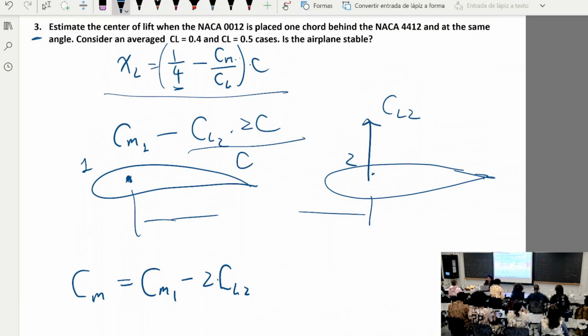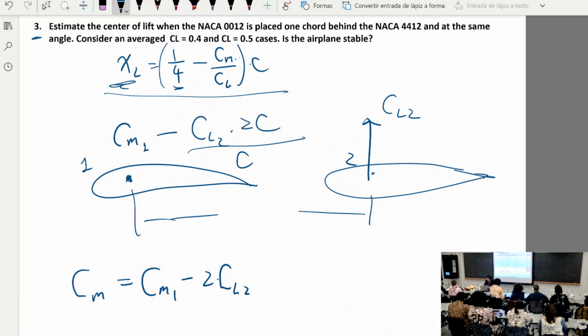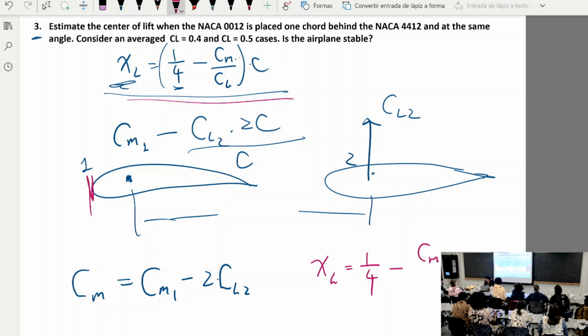Okay, and then to find the center of lift, we use the same way we derived this formula. So XC is going to be a quarter, which is measured around the leading edge of the front airfoil, minus CM1 minus 2CL2, so that's the total moment, divided by the total lift, CL1 plus CL2. That's how we figure out where the center of lift is relative to the leading edge of the front wing.